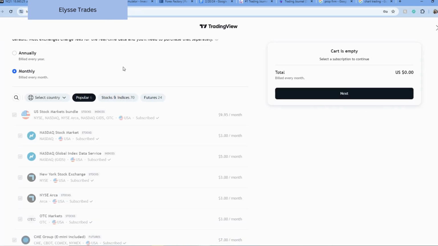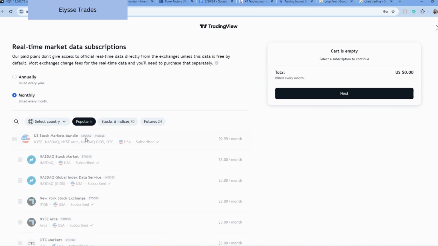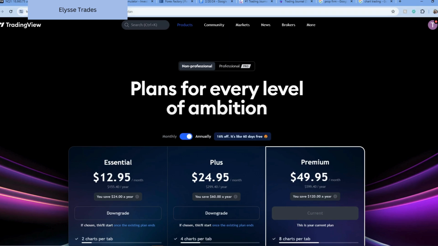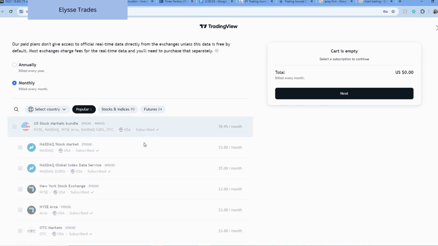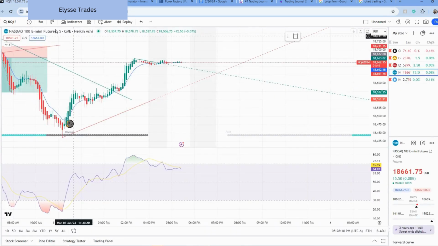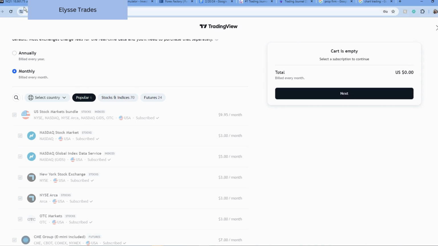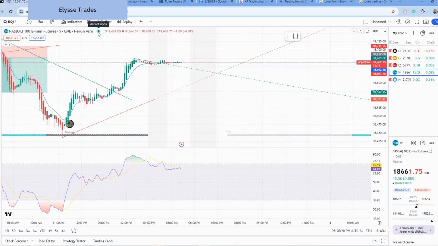Now to actually get information for certain stocks, I use the US stock markets bundle. It is extra on top of what the subscription is to use TradingView, but I get this one to actually trade. You'll probably see this little dot: if you don't have that subscription, the information will be delayed. To be up to point on time, not delayed at all, I pay extra for that. So this is what I recommend.